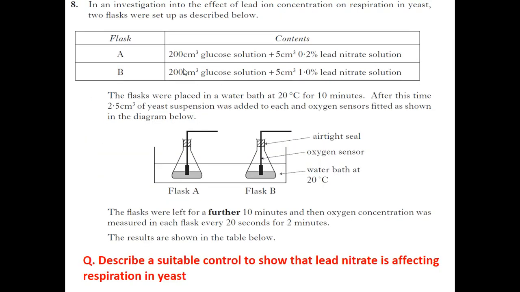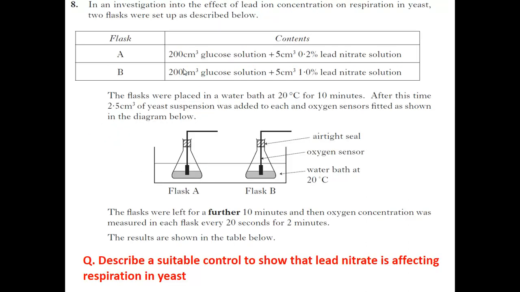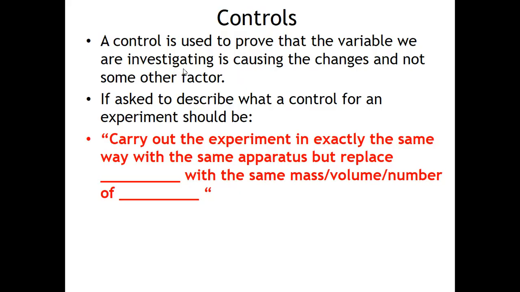Another question then: describe a suitable control to show that lead nitrate is affecting respiration in yeast. Now we're not talking about controlled variables, we're talking about a control experiment. So how would you set up an experiment to show that lead nitrate is the thing that's affecting respiration in yeast and not some other factor? Just a quick reminder of what we've seen already, what a control is for. That little sentence at the end is really going to help us here, because that's exactly how we're going to frame the answer to this particular question.